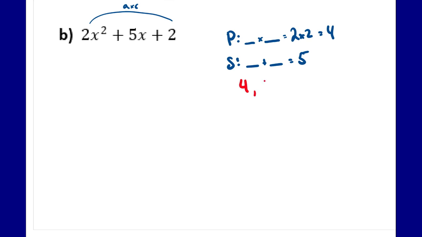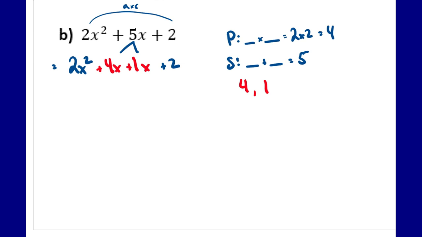That's 4 and 1. So that means I'm going to break up my middle term into 2x squared plus 4x plus 1x and then plus 2 at the end. Because 4x plus 1x is 5x. So I'm breaking up that middle term.